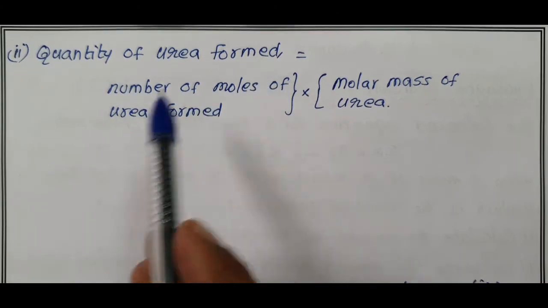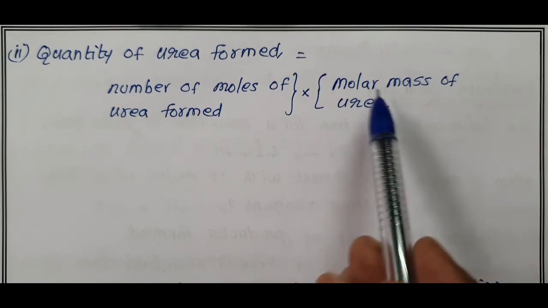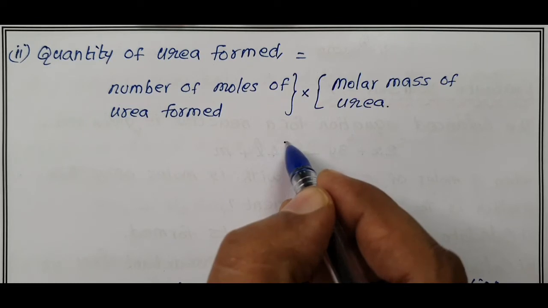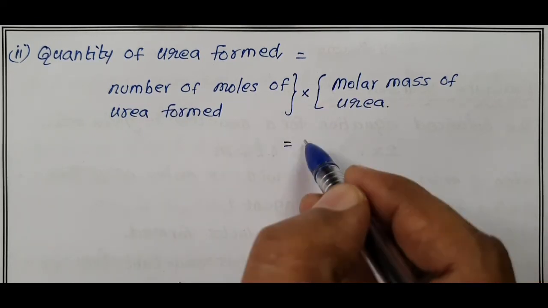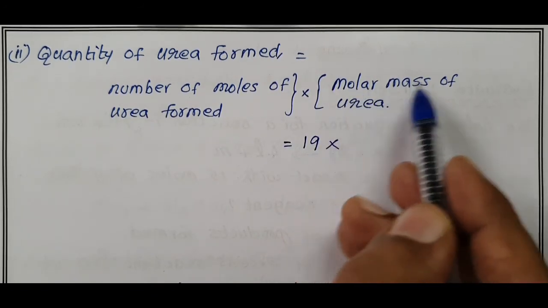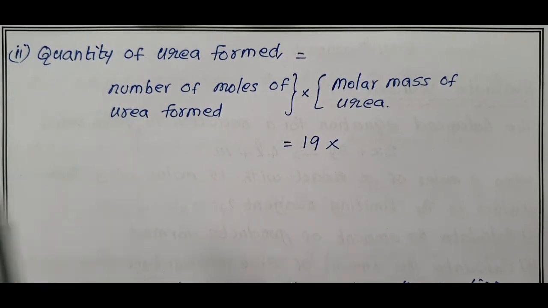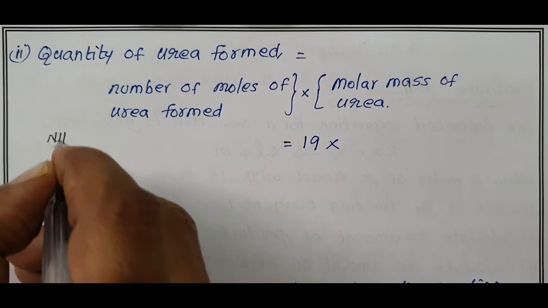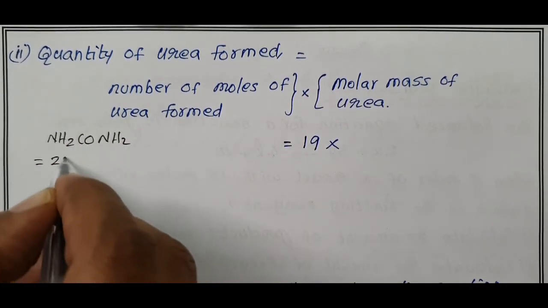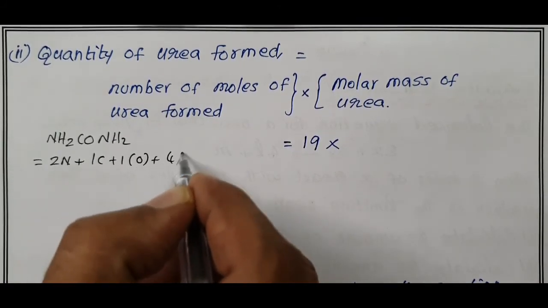Quantity of urea formed. What is the formula? Number of moles of urea into molar mass of urea. Quantity of urea formed equals number of moles of urea formed, from our table column, 19 moles of urea formed, into molar mass of urea. First we have to find out the molar mass. What is the formula? Urea molecular formula is NH2CONH2. We have 2 nitrogens, 1 carbon, 1 oxygen, and 4 hydrogens in urea.